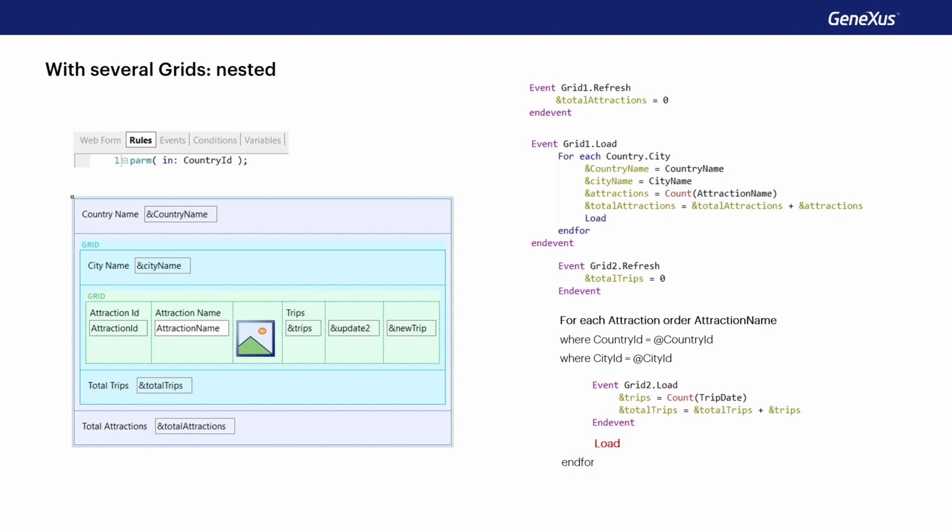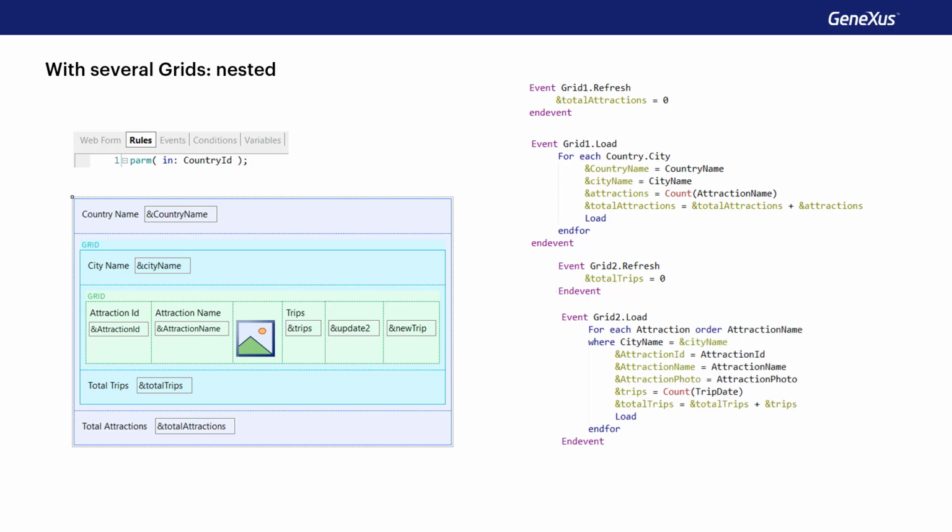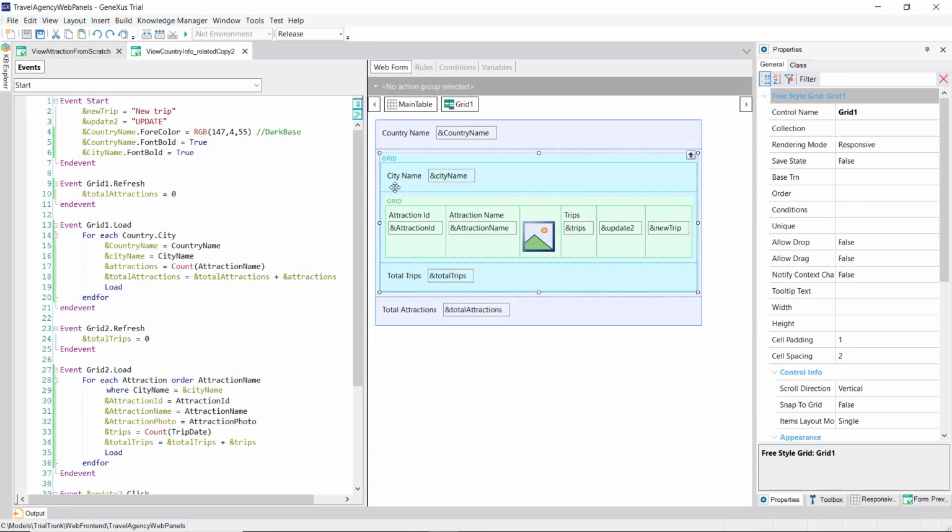If you wanted the nested grid not to have a base table, it's clear that you would substitute attributes by variables in the grid, and you'll have to program the for each explicitly in the load event, as well as in the load command. And precisely because there are no base tables, leaving the logic for loading grids fully up to the developer, Genexus may not establish the automatic join between the for eaches. And for this reason, you'll need to make the filters explicit. You will establish only the filter by city name, because the filter by country ID will be carried out due to the parameter.